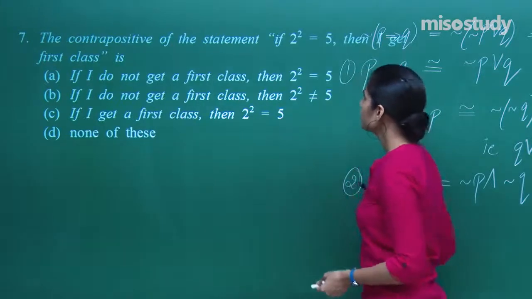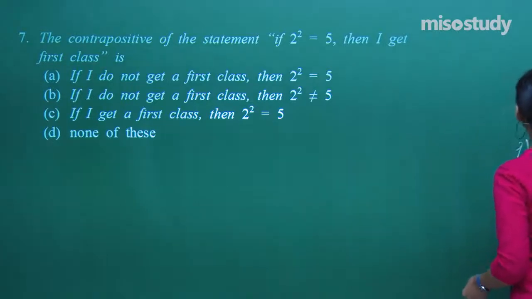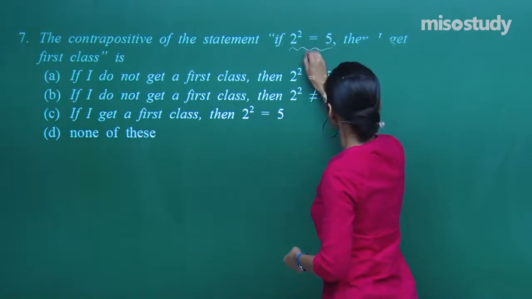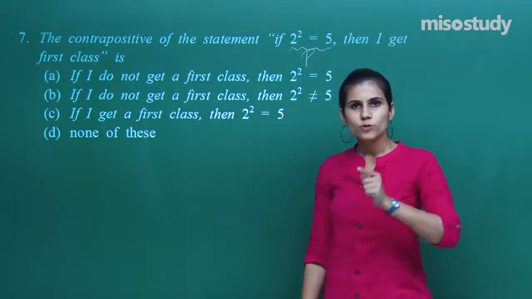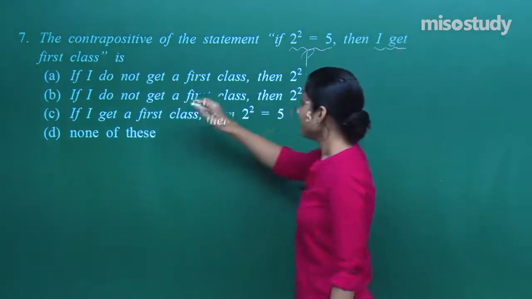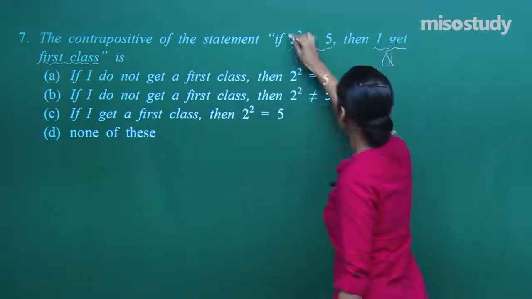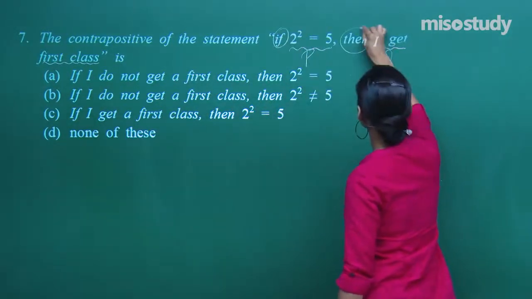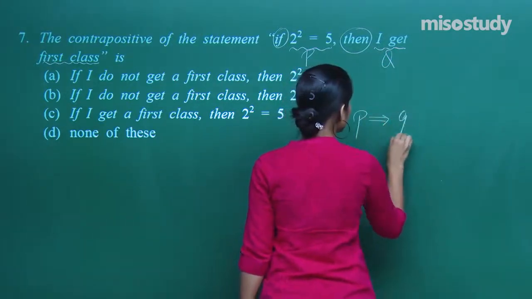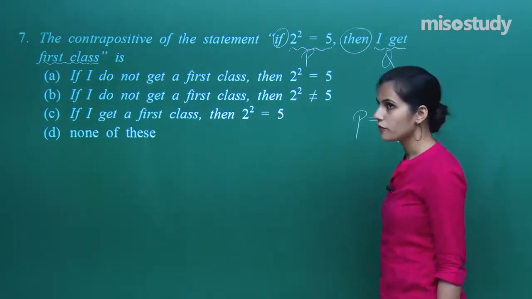The contrapositive of the statement: if 2 square is 5, then I get first class. So this is one statement given to you. This is P. P statement is 2 square equals 5. If P, then I get first class, which is Q. So you have if P, then Q given to you. So P implies Q is given to you, and you are asked what is the contrapositive of this statement.